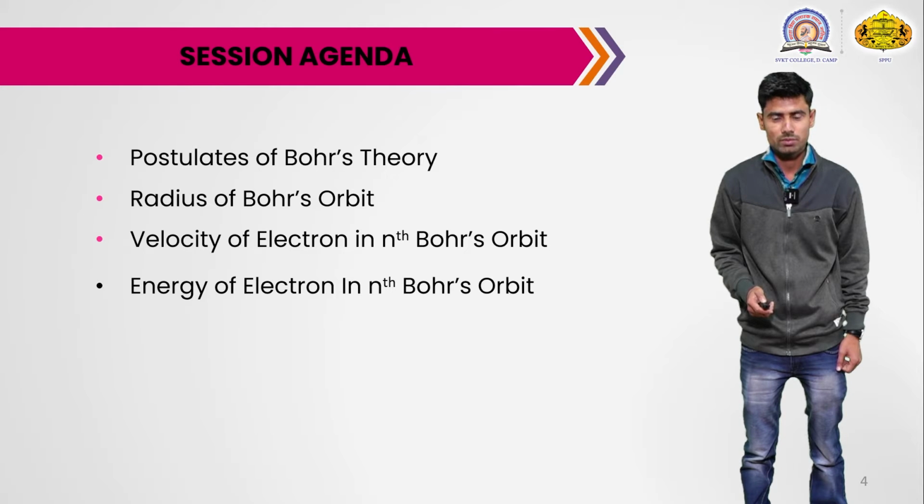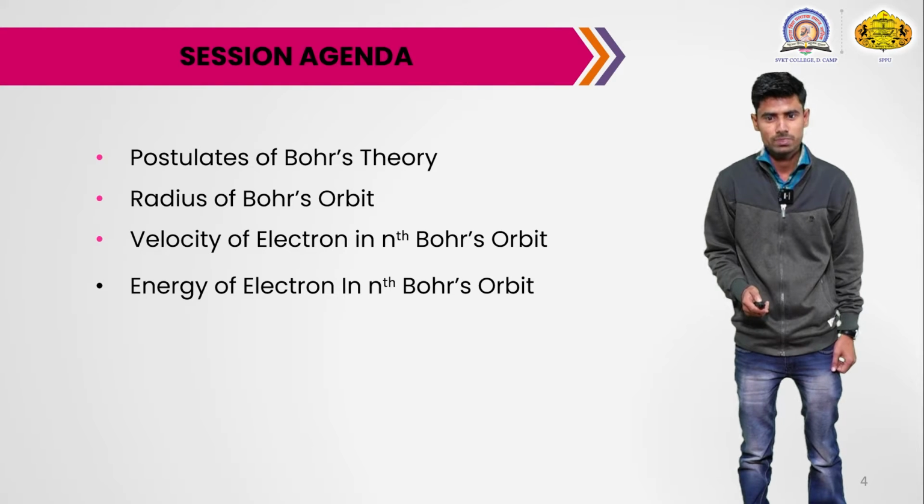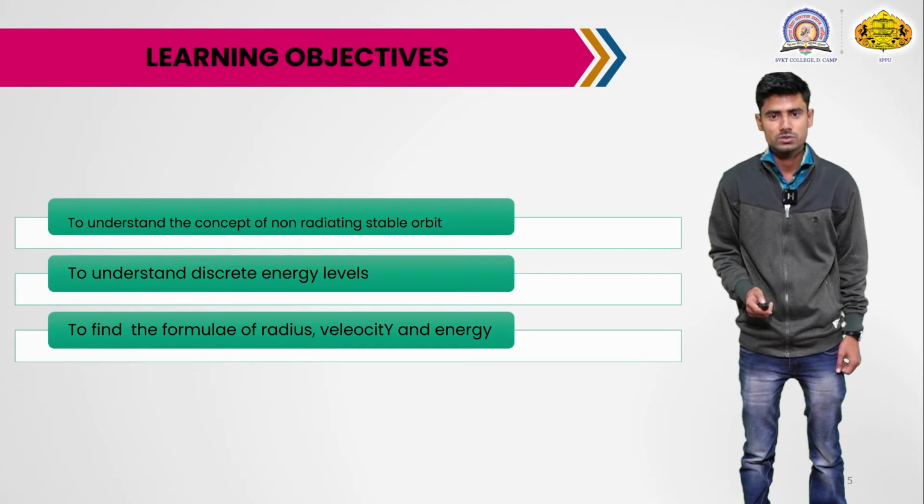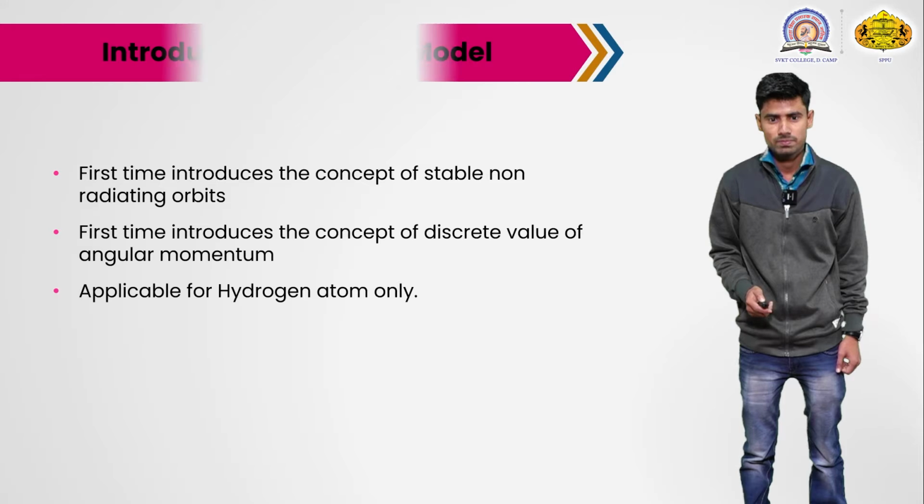In this lecture we will study the postulates of Bohr's theory, and we will derive the expression for the radius of Bohr's orbit. Also we will derive the expression for the velocity of the electron in the nth Bohr's orbit, and the formula for the energy of the electron in the nth Bohr's orbit. Our learning objectives are to understand the concept of non-radiating stable orbits, to understand discrete energy levels in atoms, and to find the formulas for radius, velocity and energy in Bohr's theory.